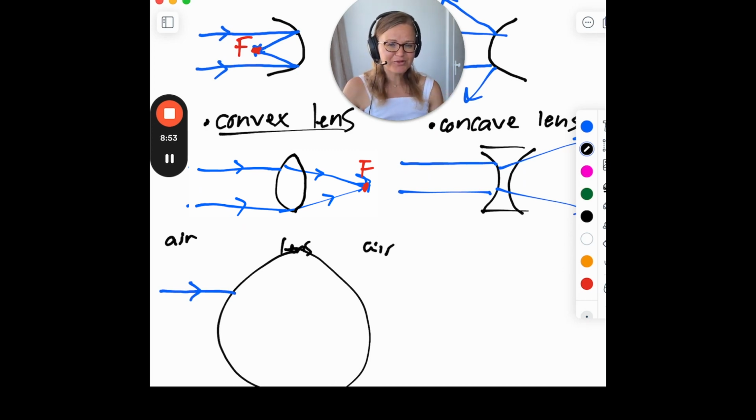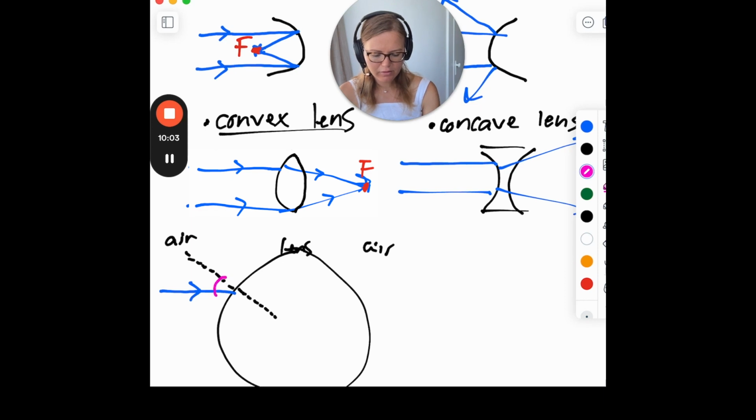We know that whenever we're doing Snell's law problems, we need to draw our normal, and our normal needs to be perpendicular to our surface. So I'm going to draw our normal here perpendicular to my lens surface. So if my normal is here, where is going to be my incident angle? Well, my theta I, my incident angle, is going to be here.